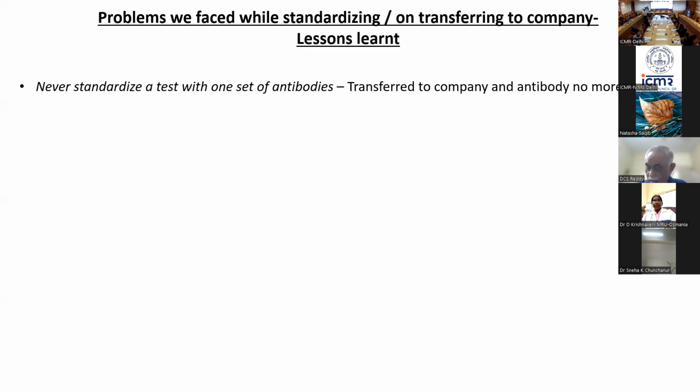That easily takes 1 month. After 1 month, when the company got it and the MOU is signed, you're supposed to give the technology to them. We gave the technology, and they started procuring the reagents. At that point, they came to know the antibody which we used is no more in the market. What a tragic thing. We thought everything was fine, but that very antibody which gave you specific affinity is no more in the market. They stopped producing it. So that is where we learned that you should always standardize with 2 sets of reagents, so if something happens to one, you have a backup of the other.